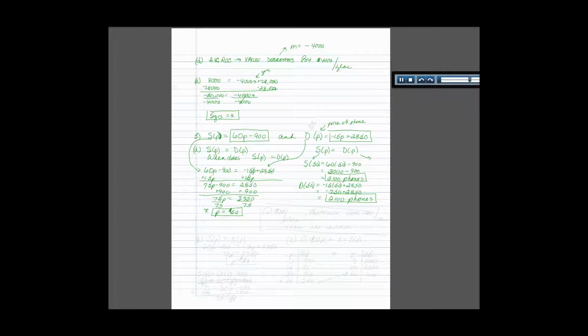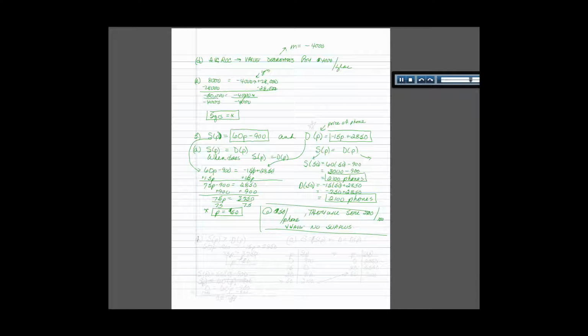So the conclusion here is that at $50 per phone, this company will sell 2,100 phones, and I think it was per month. That's 2,100, by the way, per month, and they will have no surplus. They will all sell because people will be willing to buy them at that price.